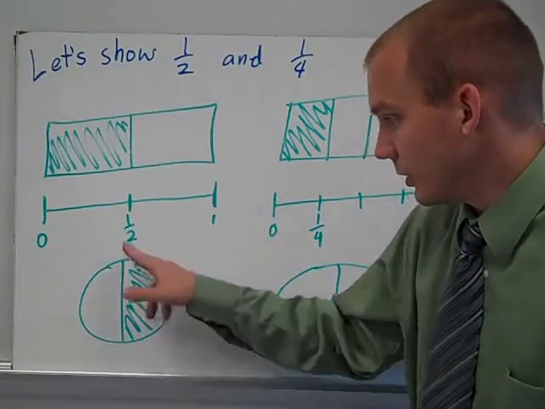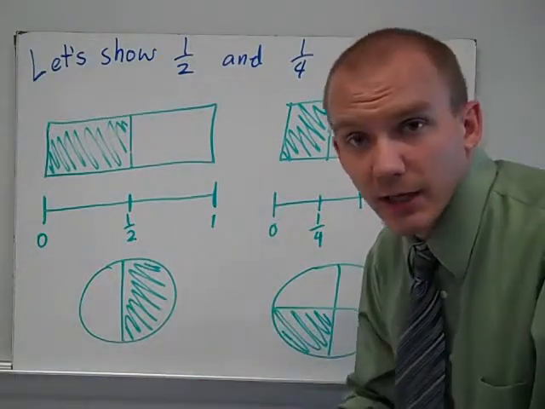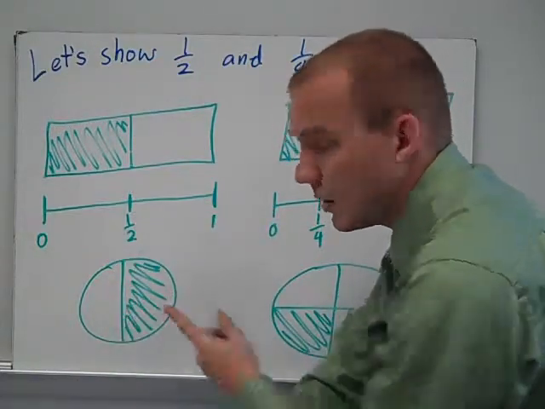In this case, you have a circle. I split it right down the middle, and I shaded in this side. It doesn't matter which side you shade in. Either side would be 1/2 because there's 2 equal parts. 1 is shaded.